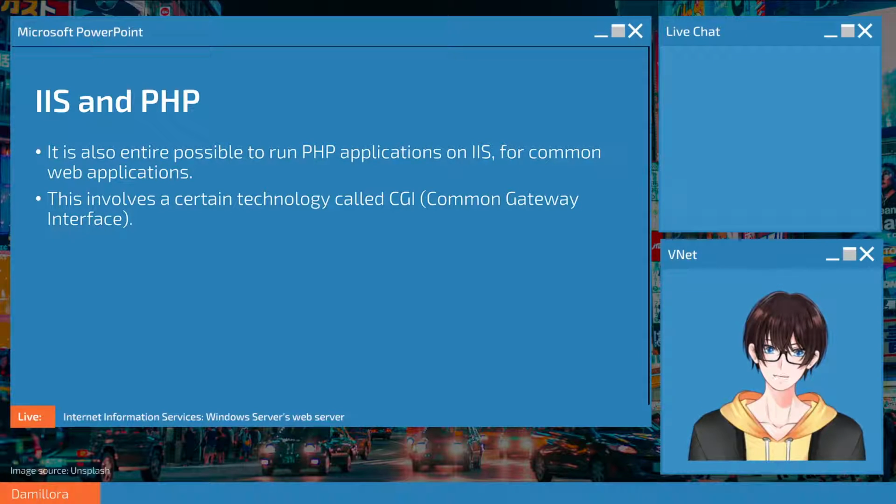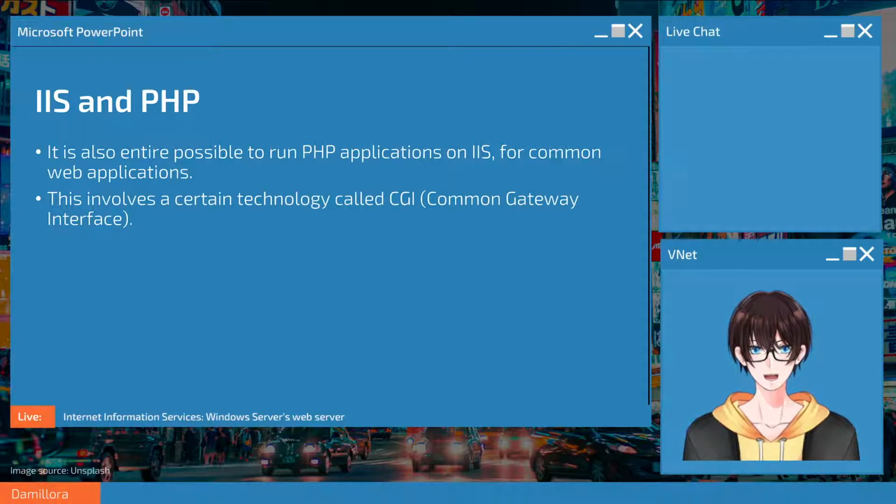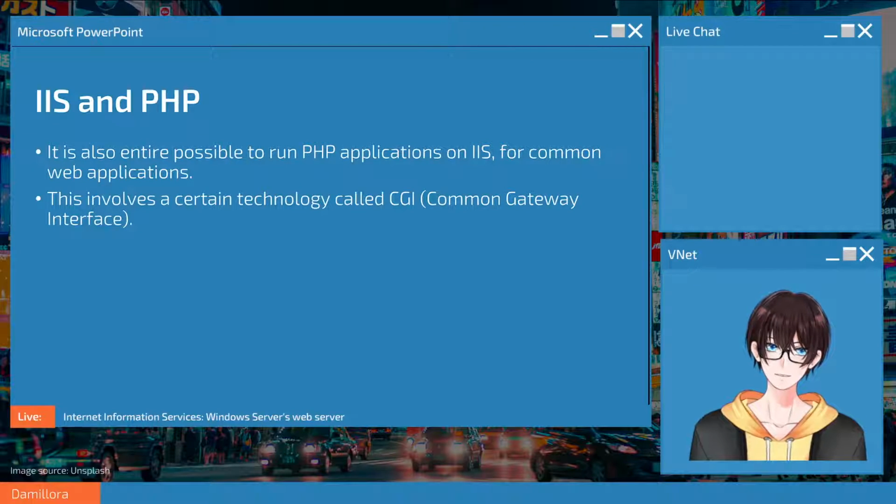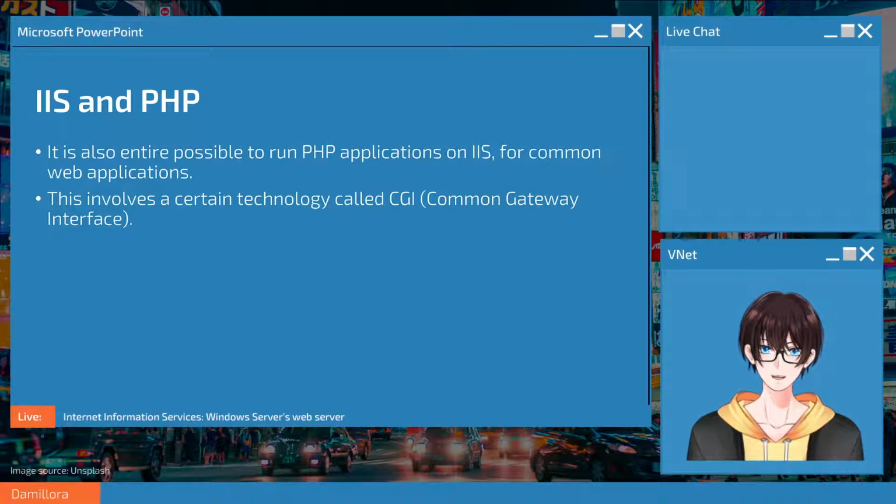We can also try something different, and we can try to deploy PHP applications on the Internet Information Services. I will probably want to try to do this on stream too. The test application that we will be deploying is WordPress. So yeah, I will try with both ASP.NET Core and PHP on this stream.